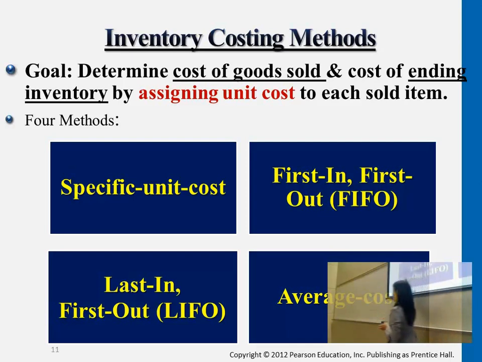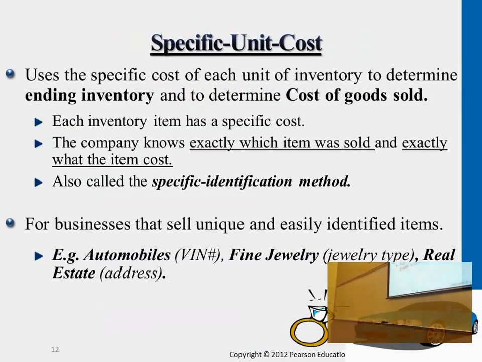Okay, this basically summarizes what I just talked about earlier. So when we use first in, first out, earlier cost is assigned to cost of goods sold first. Last in, first out, latest cost is assigned to cost of goods sold first. Okay, we'll go into each and every method in more detail. So the first one here is specific unit cost. I'm just going to briefly mention this.